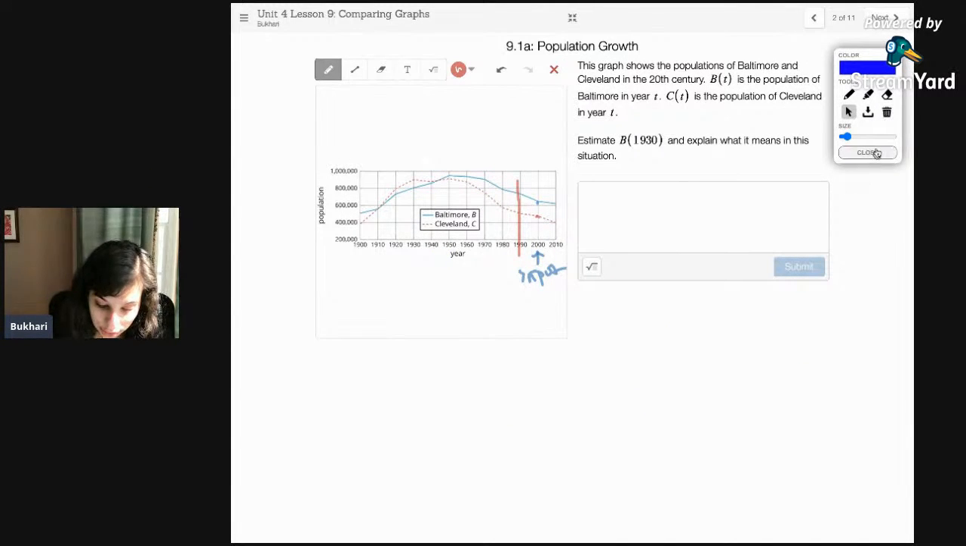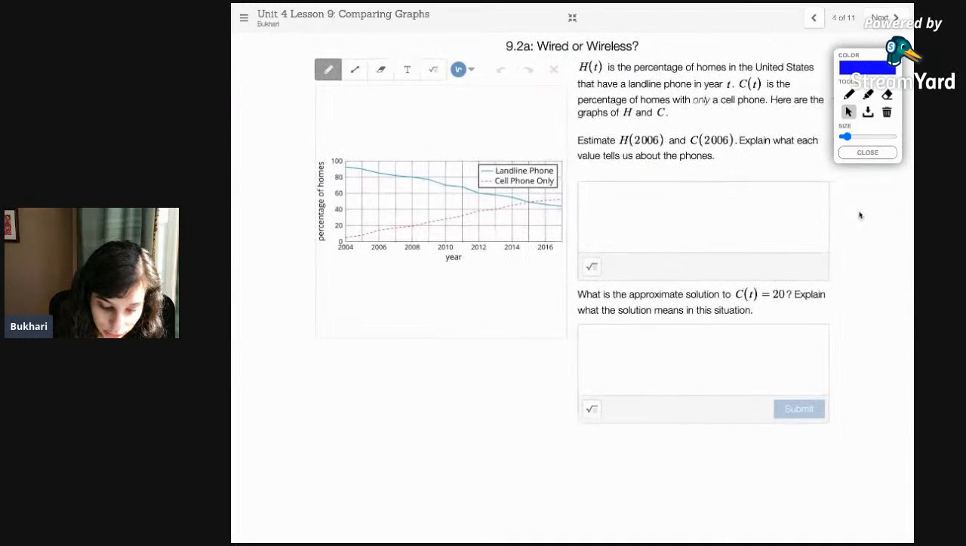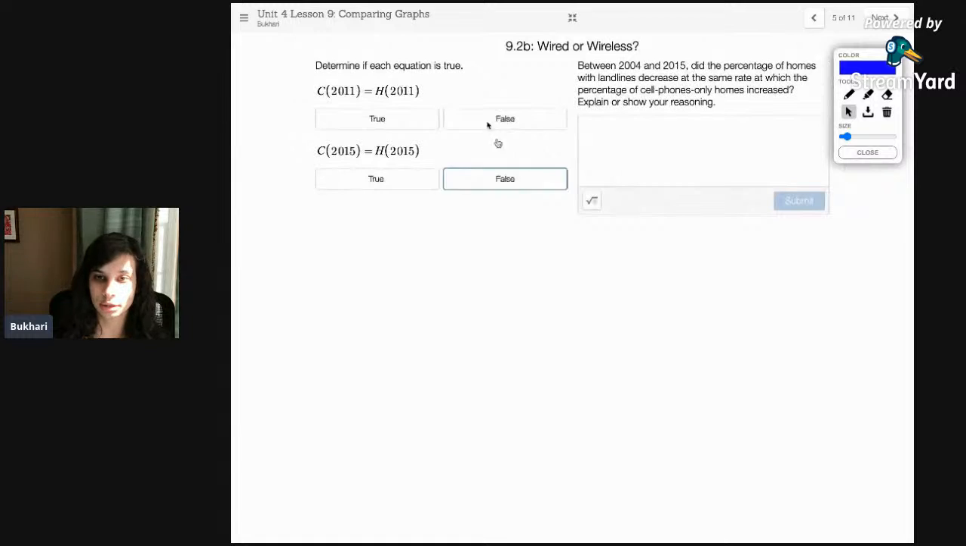And so that is generally what the first activity is asking you to do. And I want you to do the same for percentage of homes that have a landline and percentage of homes that have only a cell phone. So what is happening here in this scenario? And what does that represent? That's the key part of today.